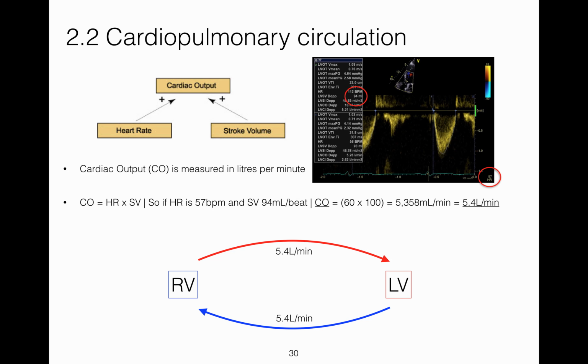If the stroke volume has been calculated and the heart rate are known, a patient's cardiac output can be calculated. Using the numbers from the figures on this slide, the patient's cardiac output, the product of stroke volume and heart rate, is about 5.4 litres per minute. That is, a normal resting cardiac output.